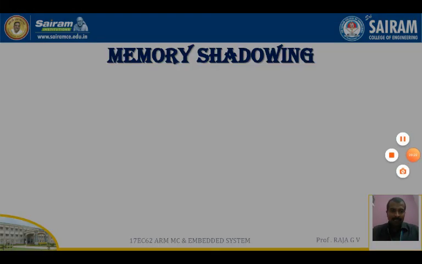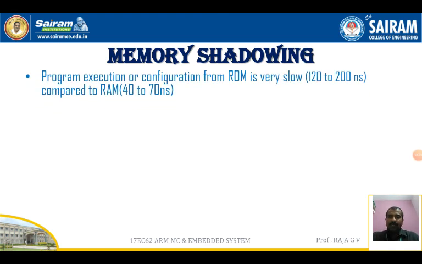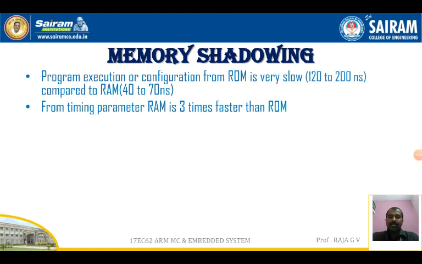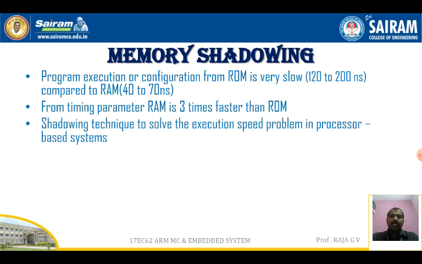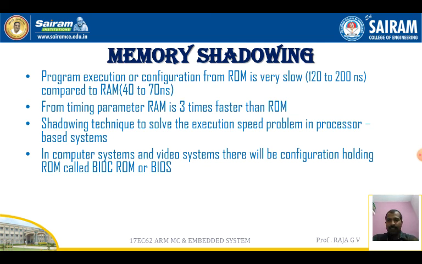Next we are going to discuss the memory shadowing technique. Why are we using memory shadowing? It is a technique. Generally, the execution of a program or any configuration from the ROM, read only memory, is very slow. Executing the program from ROM would take nearly 120 to 200 nanoseconds. But if you are executing the same program from the RAM, it requires 40 to 70 nanoseconds. A very good example I can say is your mobile phone.